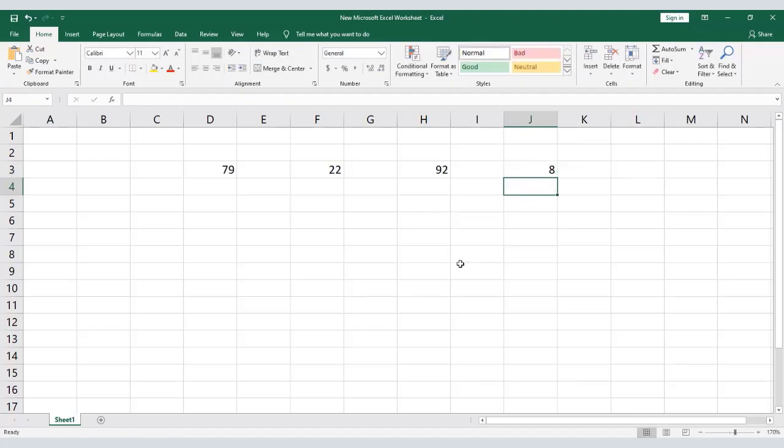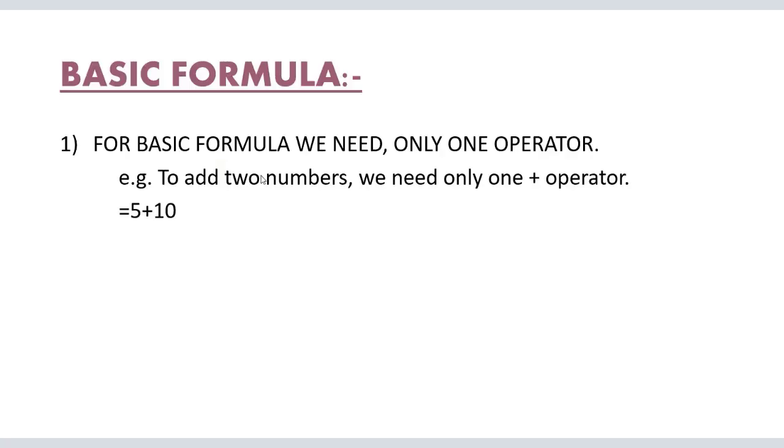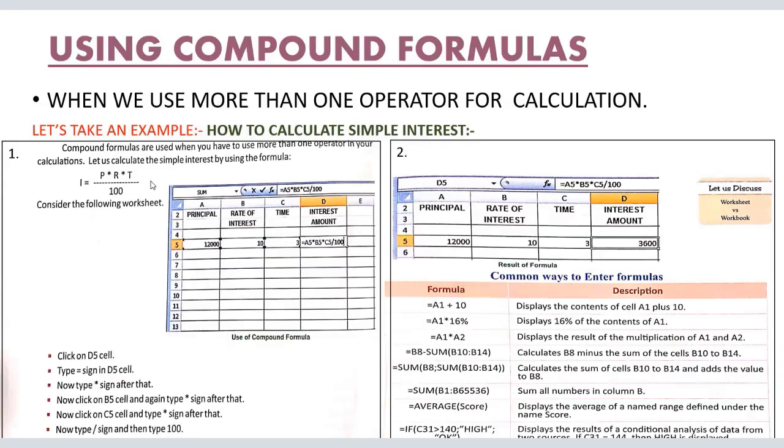All these are examples of basic formula. Next we will see compound formula. In compound formula we use more than one operator. In basic formula we saw one operator, we are using only one operator, but in compound formulas we use more than one operator. In your book a good example is given of how to find simple interest.